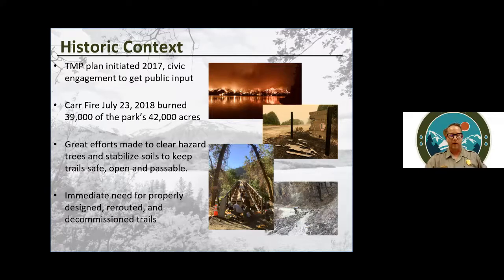Next slide, please. So just some quick historic context, get in the Wayback Machine with me. I did say we initiated this in 2017. We went out to you guys. This is our second time going out to the public with this plan. The first time was to help set the alternatives, to figure out what we needed to do. We had to do some reassessment of that after the Carr Fire. It really burned 97% of this place. This is the worst fire in the National Park Service, all of them, that I'm aware of.